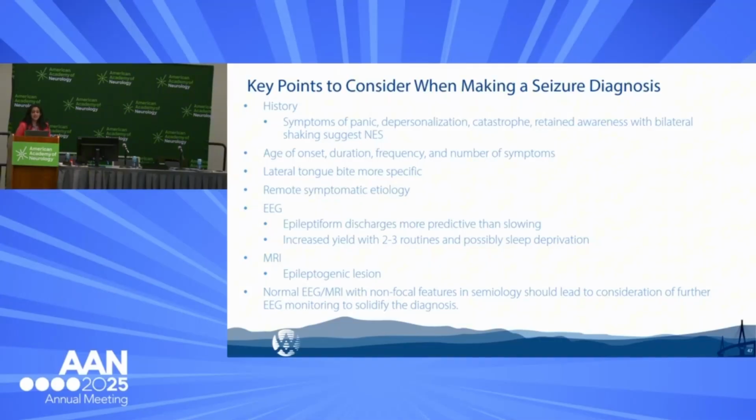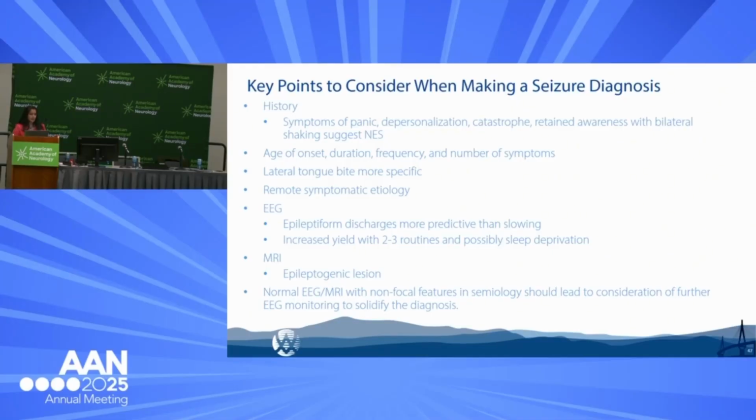So key points to consider when making a diagnosis of seizures: the history again is very important, and particularly you may want to pay attention to symptoms of panic, depersonalization, catastrophe. If there's retained awareness with bilateral shaking, those things all may suggest non-epileptic events. The age of onset, duration, frequency, and number of symptoms can be helpful. A lateral tongue bite is more specific for seizures than any tongue bite.